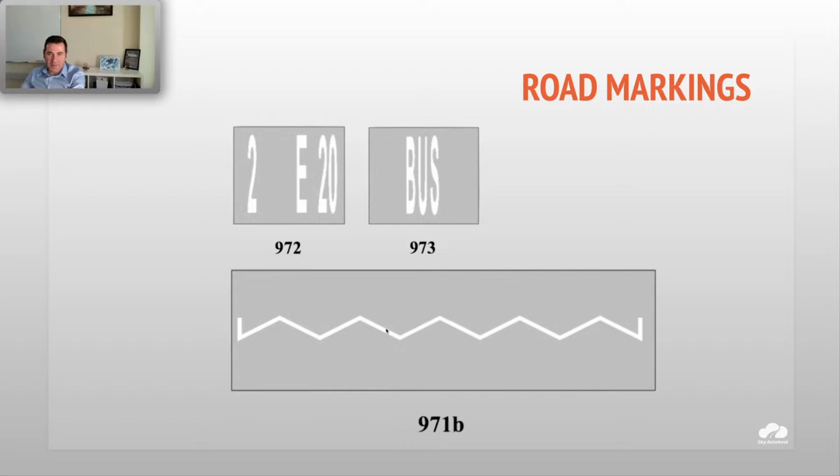This is the marking I didn't see anywhere in Estonia, but we do have this in the rules. So this is telling us that you are approaching the pedestrian crossing area. So you have to slow down a little bit.